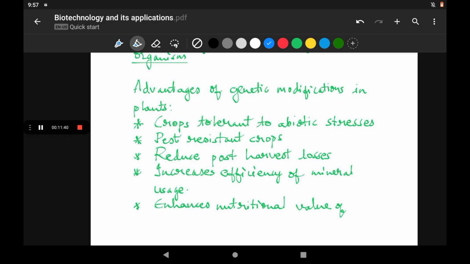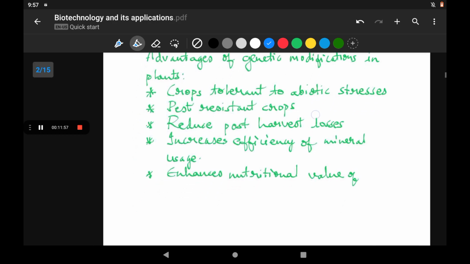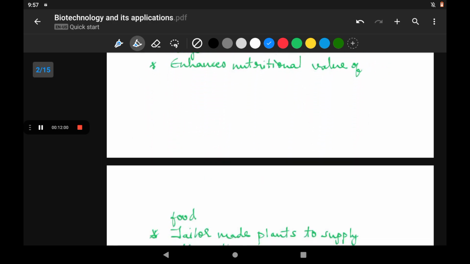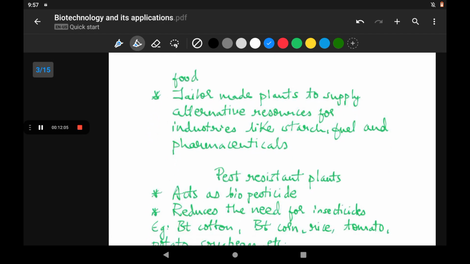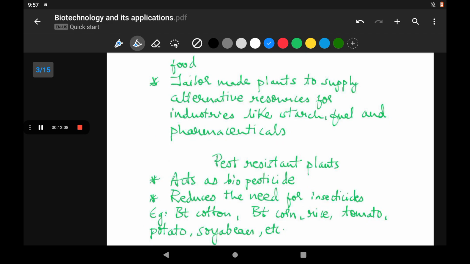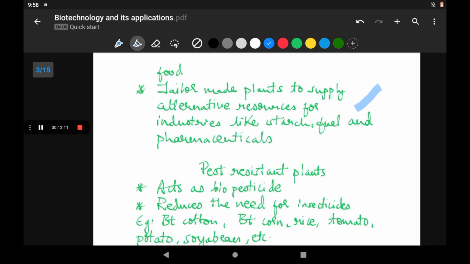Increase efficiency of mineral usage. So this is also one of the things that can be inculcated in a plant if we add the genes so that they have a better efficiency of mineral utilization. It enhances the nutritional value of the crops or food. So that is seen in golden yellow rice. The other advantage of this biotechnology in plant cultivation is we can obtain tailor-made plants to supply alternative resources for industries like starch, fuel, and pharmaceuticals.